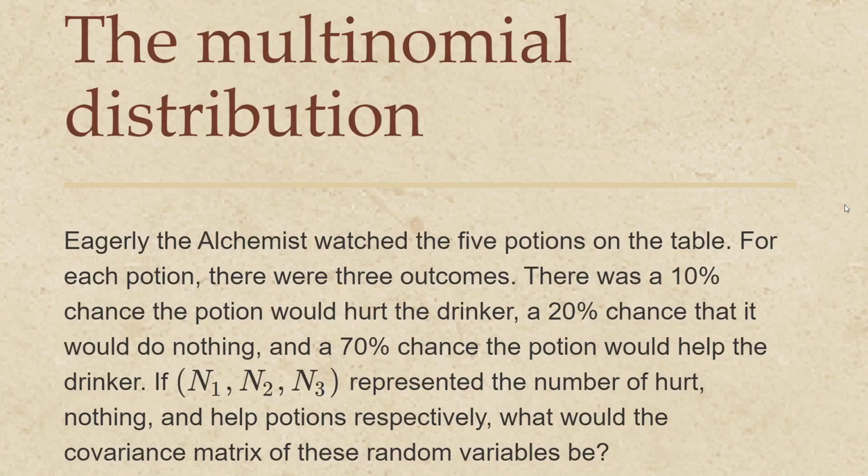Eagerly, the alchemist watched the 5 potions on the table. For each potion, there were 3 outcomes. There was a 10% chance the potion would hurt the drinker, a 20% chance that it would do nothing, and a 70% chance the potion would help the drinker. If n sub 1, n sub 2, and n sub 3 represented the number of hurt, nothing, and help potions respectively, what would the covariance matrix of these random variables be?